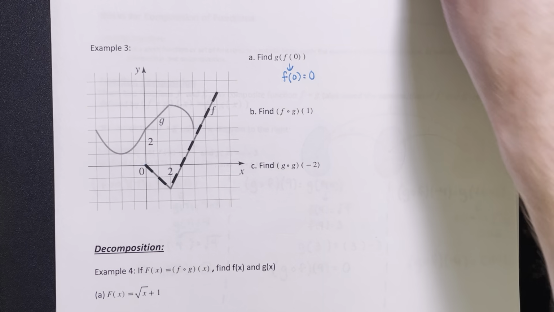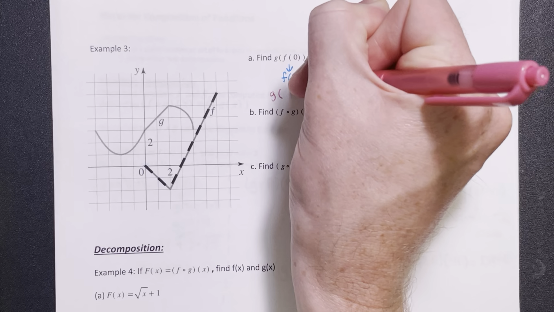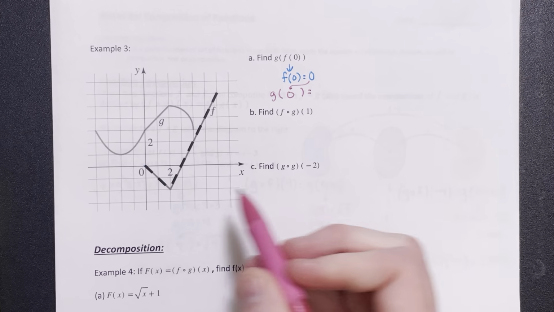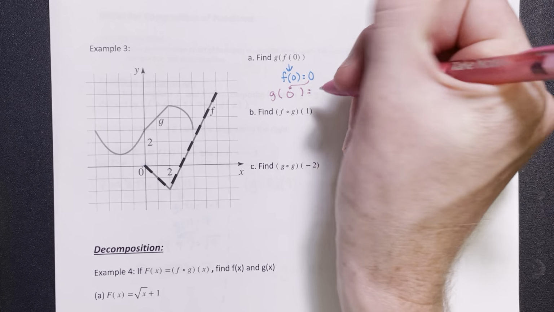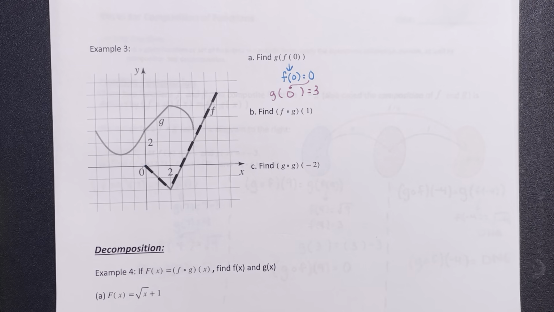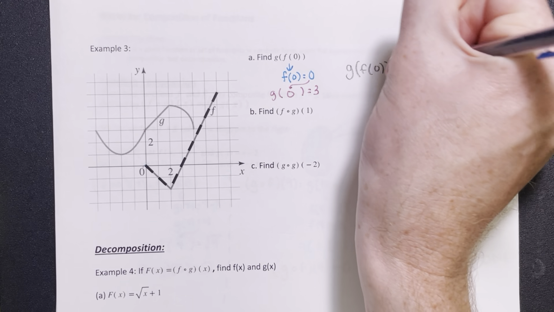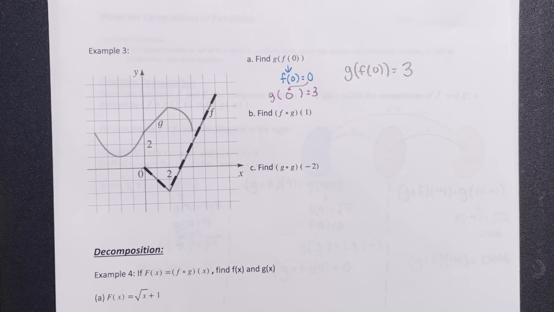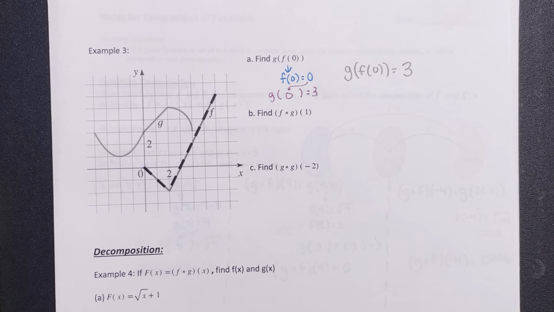F of 0 would be this point at 0, which is still 0. We're taking that and plugging it into g. Well, g of 0 would be up here at positive 3. So we can rewrite this: g of f of 0 ends up being 3. Next, we're going to do f of g of 1.